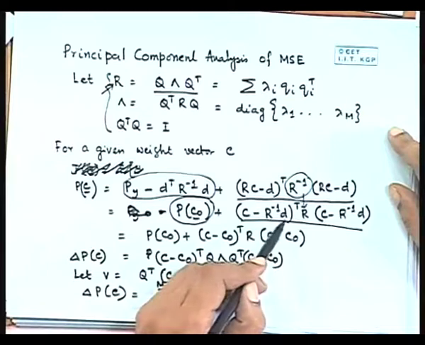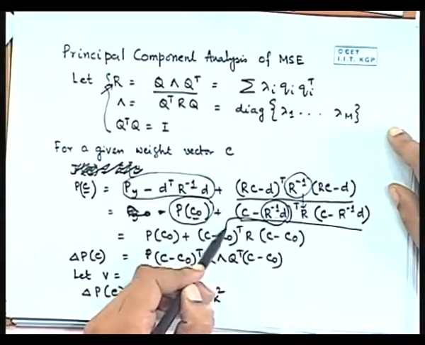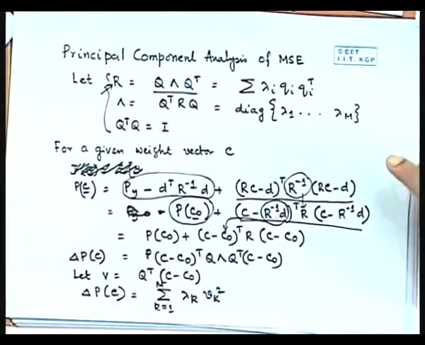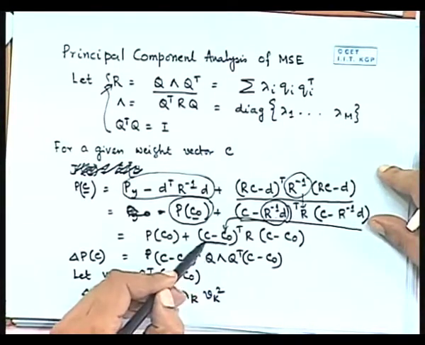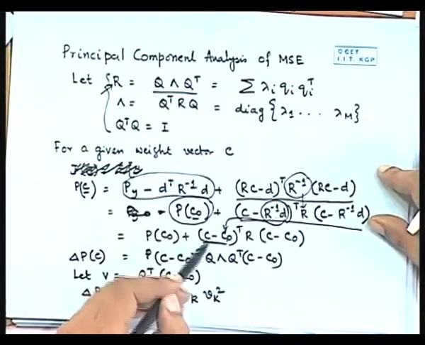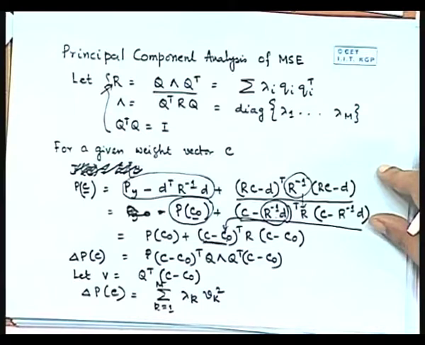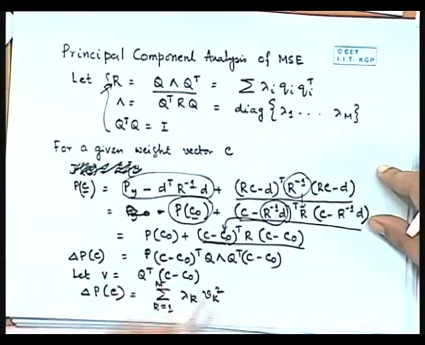So now what is R inverse D? R inverse D is C0, because RC0 equals D, that is the equation C0 should satisfy. So this is C minus C0: this is my optimal weight vector, this is my given weight vector, so this is my deviation weight vector. So my penalty now I have expressed in terms of deviations from C0.